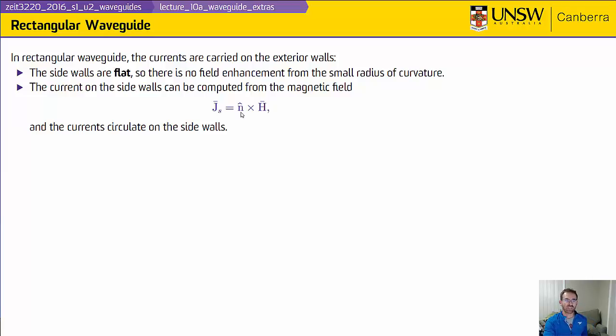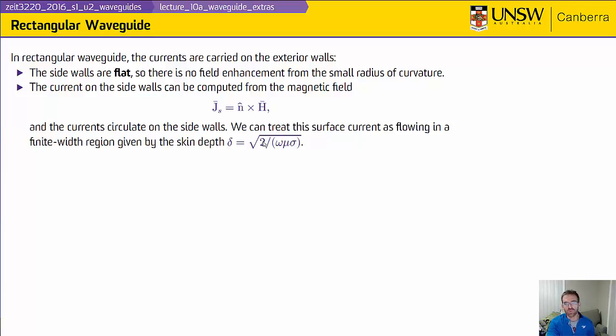I take the normal vector, so say I've got a vertical wall here. I take the normal vector and I cross into the H field, and that's going to give me a surface current flowing on that wall. And I can treat that surface current as, say, a uniform current density flowing within a finite width region that's given by the skin depth.